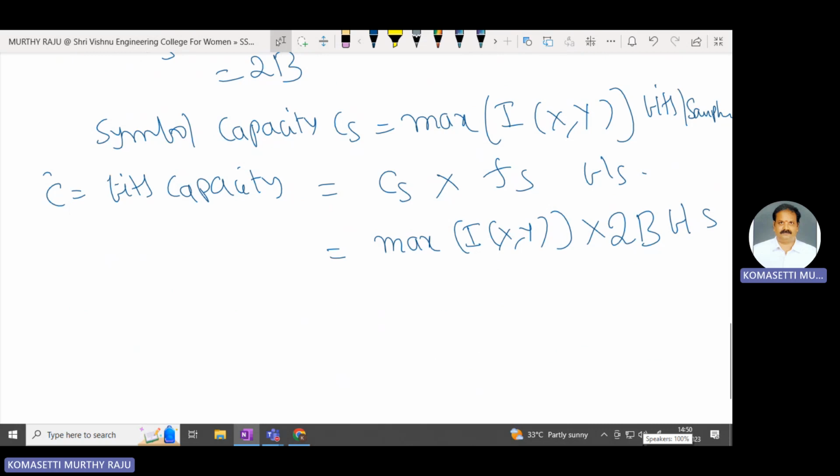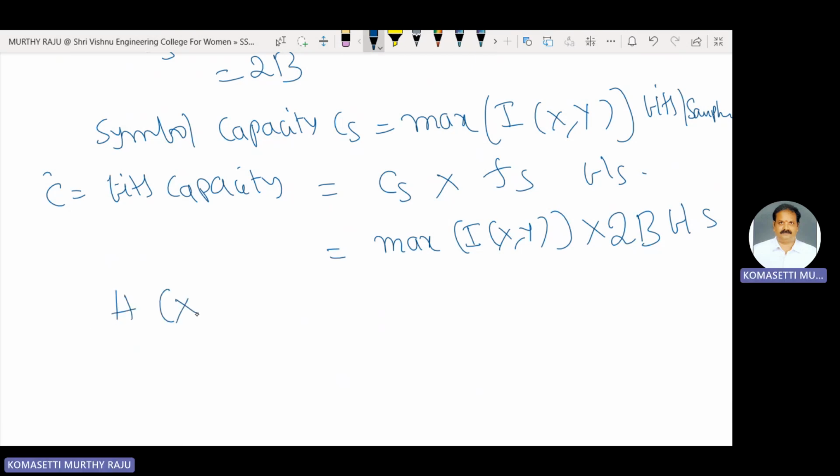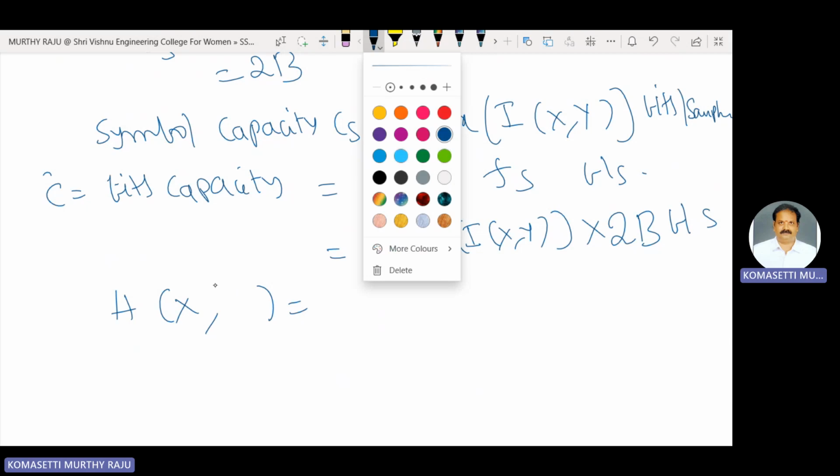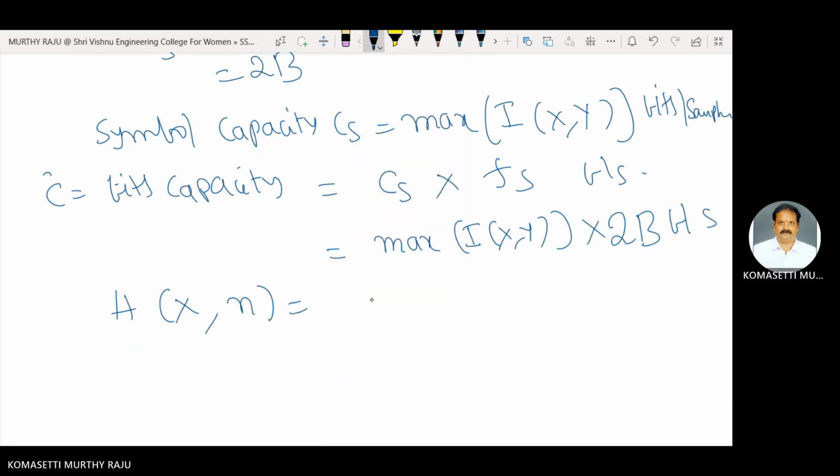If the signal power is S and the noise power is N, then the received signal has power S and the noise has power N. The joint entropy of the source is H of x comma n. This is the small n in terms of random variable. This one is a small n. H of x plus H of n by x.